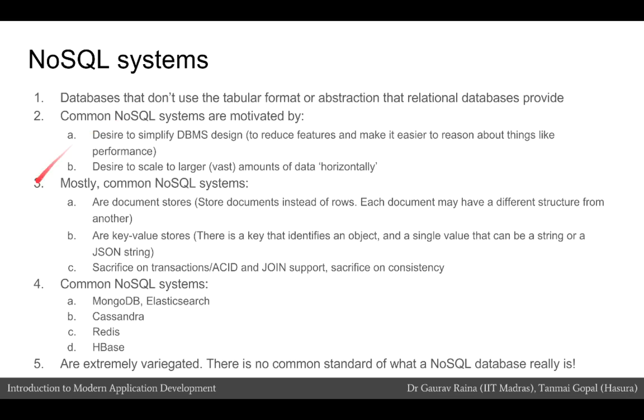Some common NoSQL systems are MongoDB, Elasticsearch, Cassandra, Redis, and HBase. Most NoSQL systems are extremely diverse, and there is no actual common standard of what a NoSQL database is or how a NoSQL database is structured. It's not really two categories of databases called NoSQL databases and SQL databases. It's rather SQL databases and other databases, which are all grouped together and called NoSQL databases.